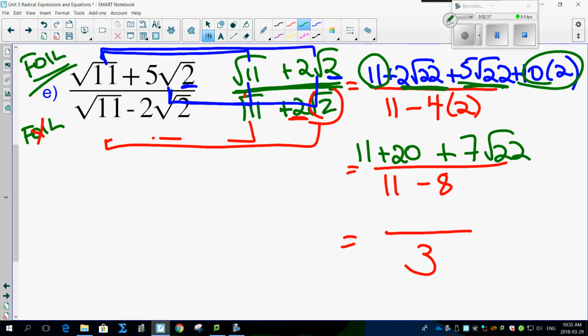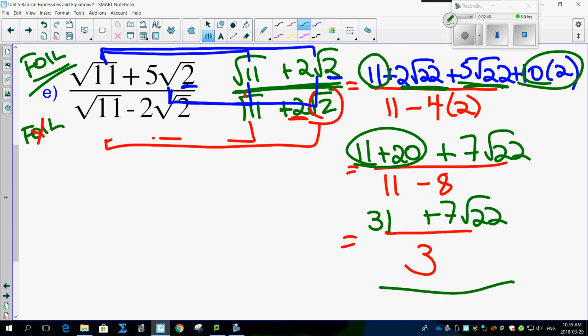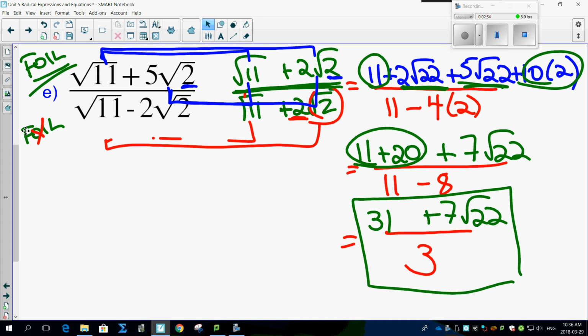Let's clean it up even more, right? Let's combine these two guys to give me 31 plus 7 root 22 over 3. And you know what? It's done. Well, heck, that wasn't so bad. Actually turned out to be not too bad of a question at all.